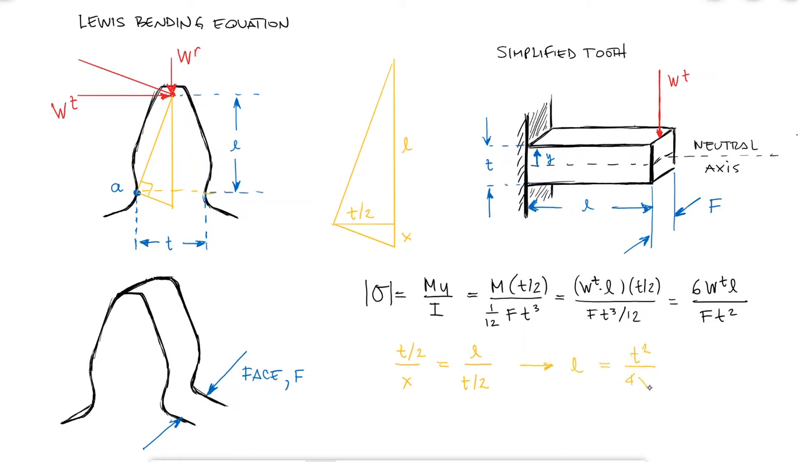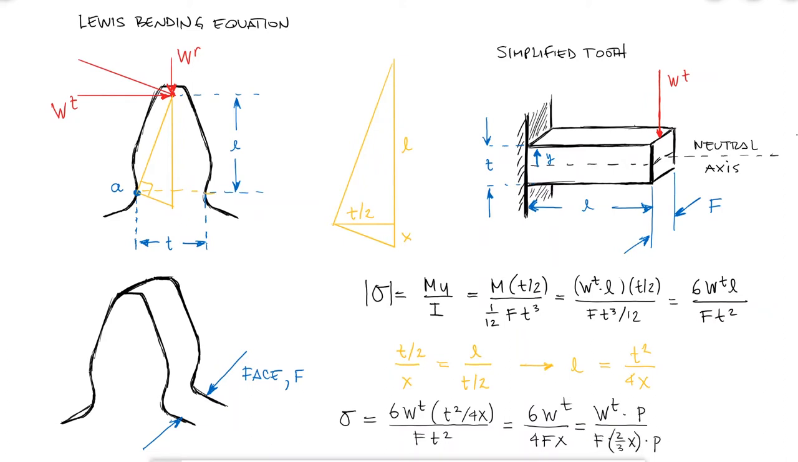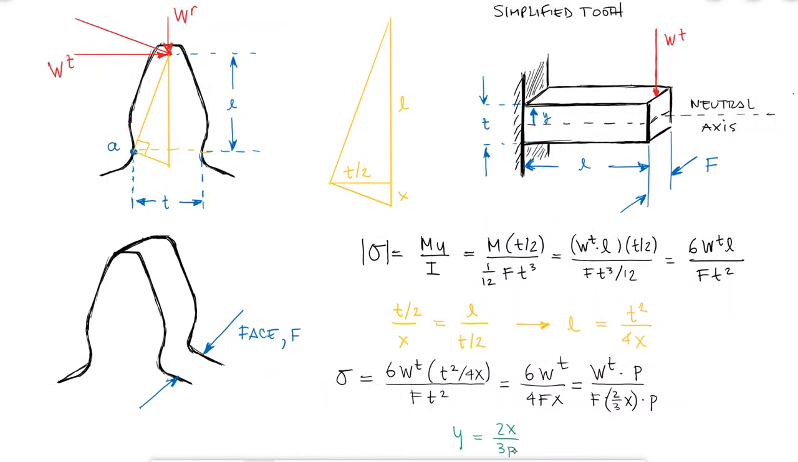Substituting it in the stress expression, we find the stress in terms of x, and if we multiply by the circular pitch, lowercase p, on the top and the bottom, and label y as 2x over 3p, we would get WT over FPy.